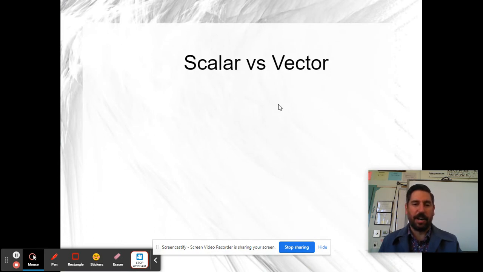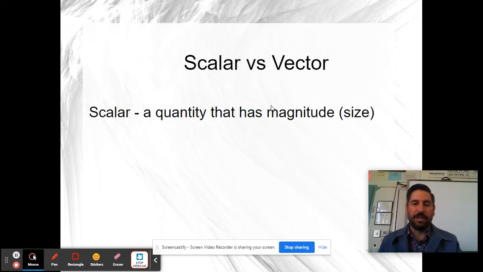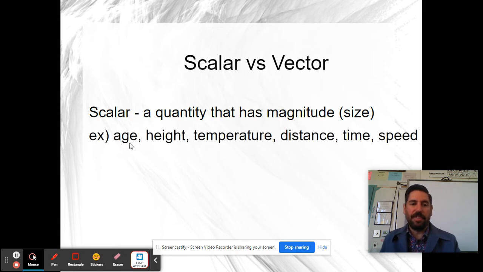The first thing we're going to talk about is the difference between a scalar and a vector. A scalar is a quantity that has only size. An example of this would be age. If I said I'm 22 years old, that just has a size to it. Or I could say I'm 50 years old, which would mean it's a bigger size, but it doesn't give you any extra information other than size. Here are some things that also are scalars: height, temperature, distance, time, speed. They only have a magnitude component to them.